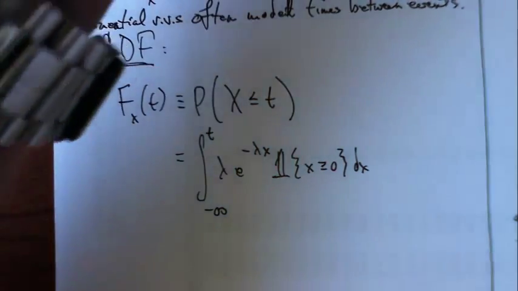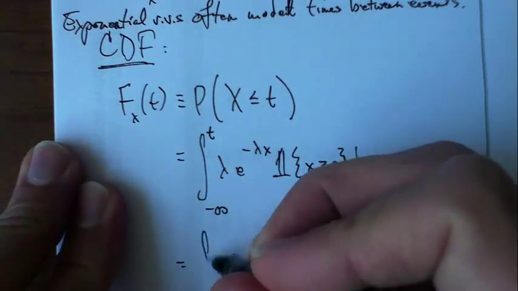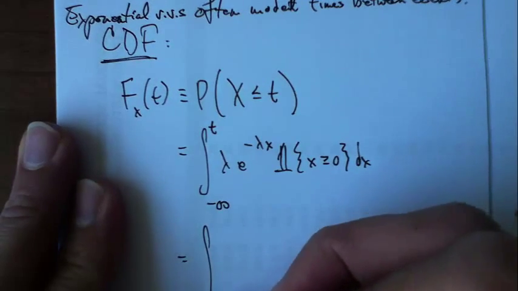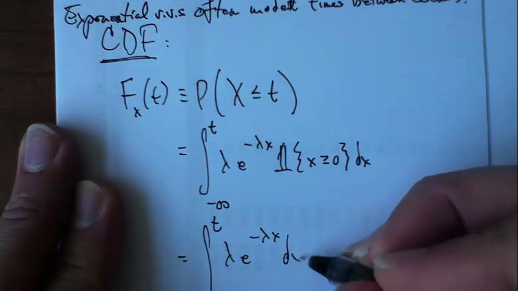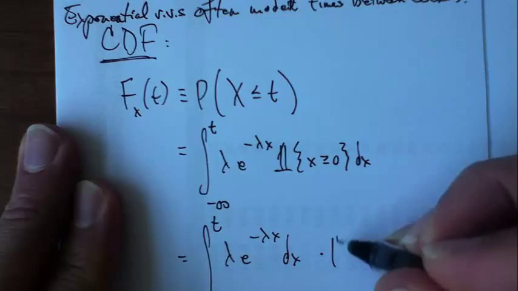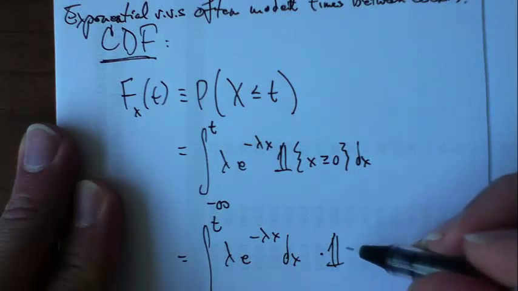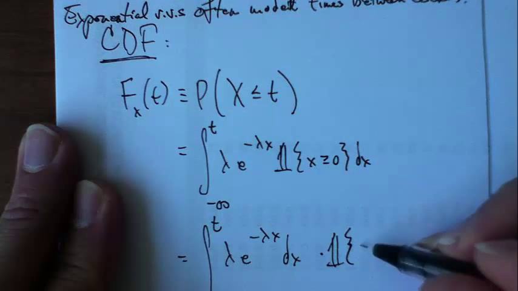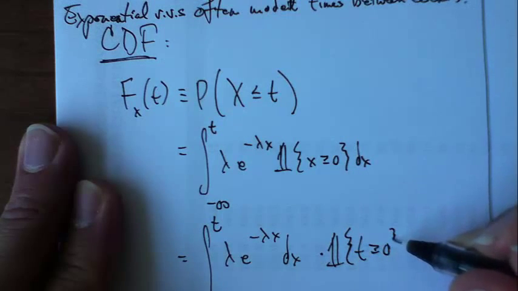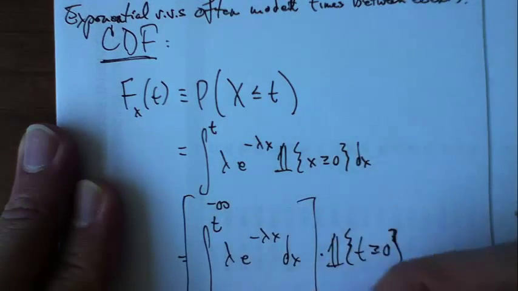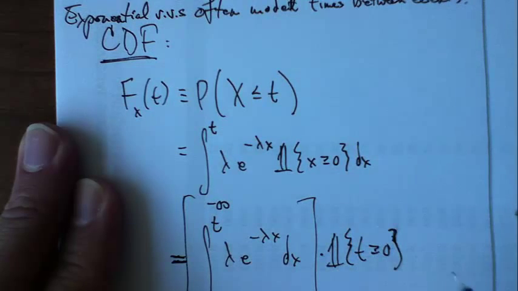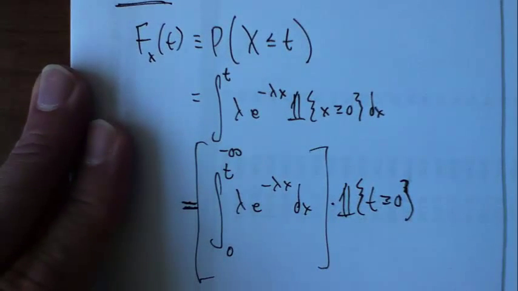So actually, I can just write this as the integral from 0 to t of lambda e to the negative lambda x dx, and then the whole thing times the indicator function of t greater than or equal to 0, so that this indicator function is really outside of that integral now. You should convince yourself that this is in fact a legal move. Okay. So now, what is that going to look like?